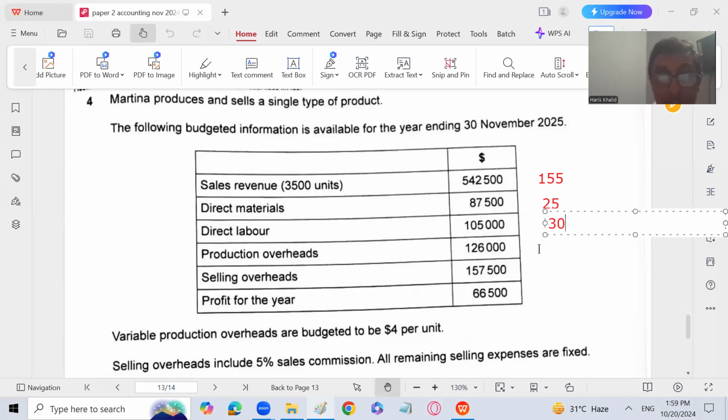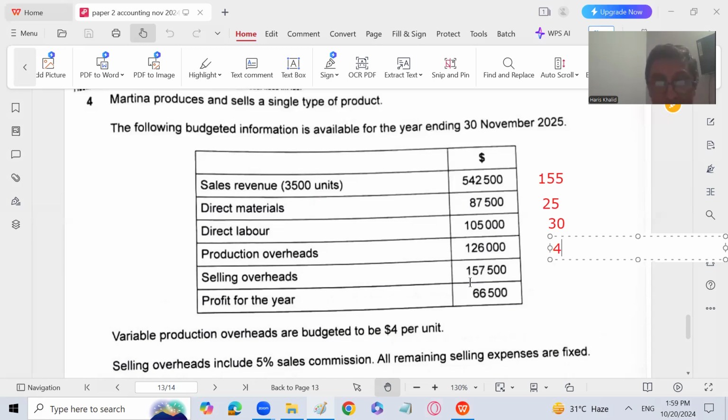Now let's discuss the variable production overhead and variable selling expense, because in order to find the contribution per unit, I need them so that I can subtract them from the selling price. That is the requirement of the question, that you need to find the contribution per unit. Production overheads include both fixed and variable elements. Variable production overheads are budgeted to be $4 per unit. It is given, so that's quite easy. Variable production overhead is $4 per unit. That's fine.